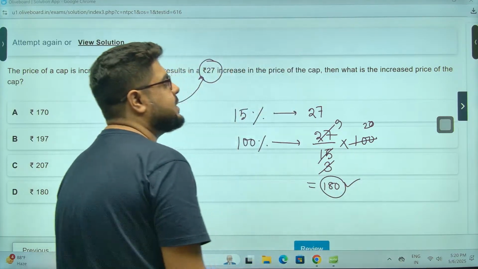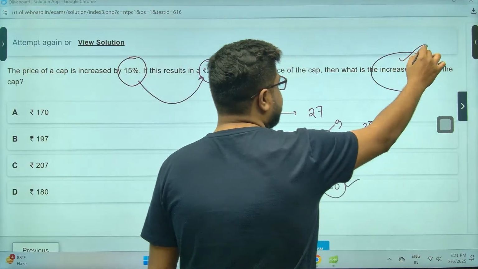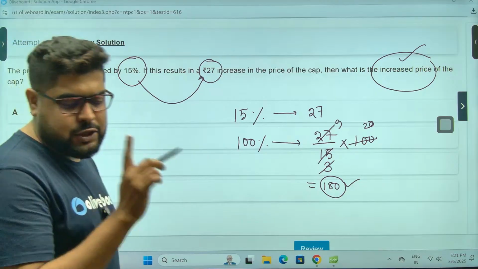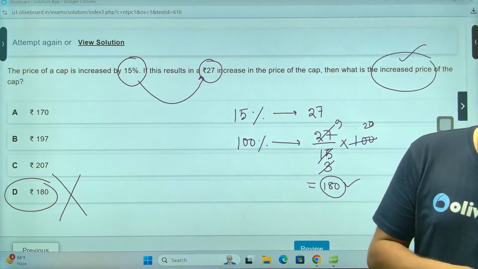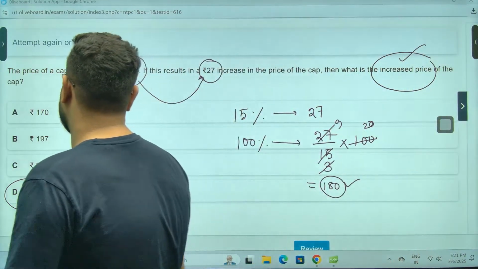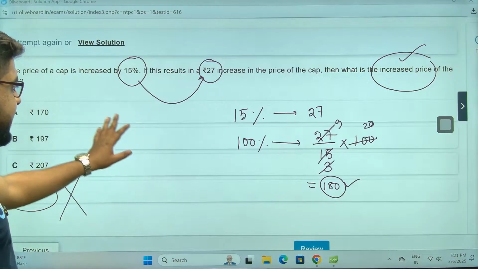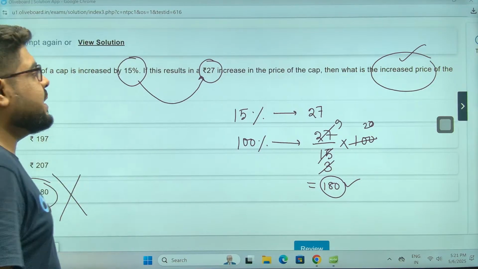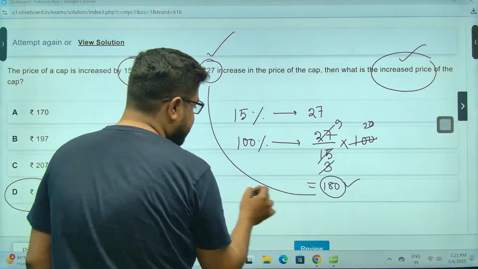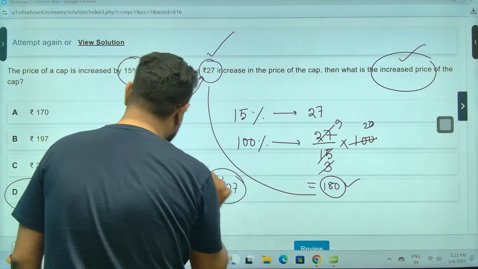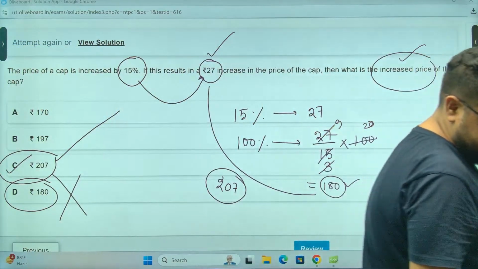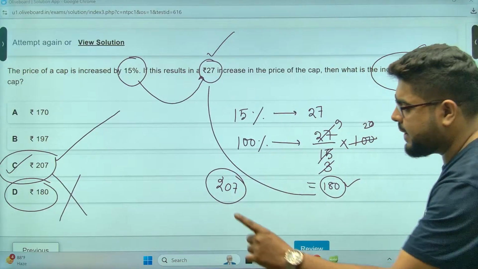Now, they are not asking the price, they are asking the increased price. Do not make this mistake and mark 180. Please do not mark 180. Sashi, I'll explain once again, let me complete this. Increased price, sir. You need to add 27 to your answer. So answer will be 207 rupees. That is option C. Option C is the correct answer. So please do not make that silly error of marking 180.